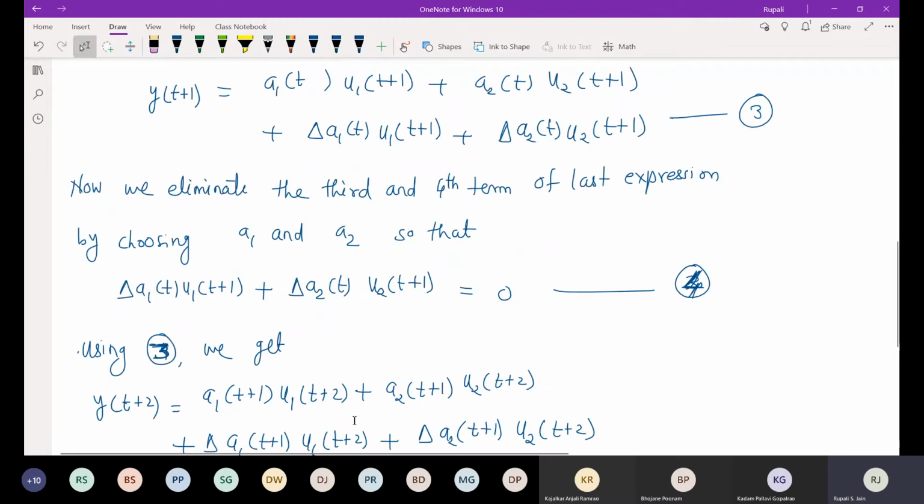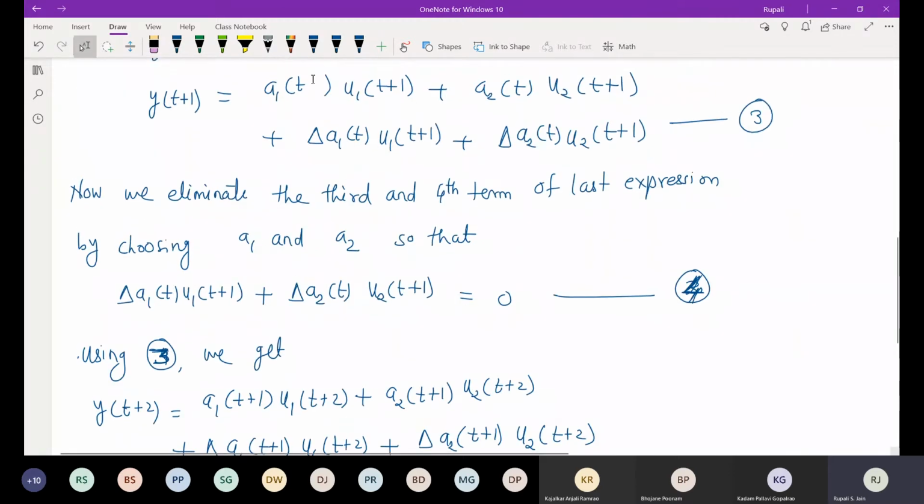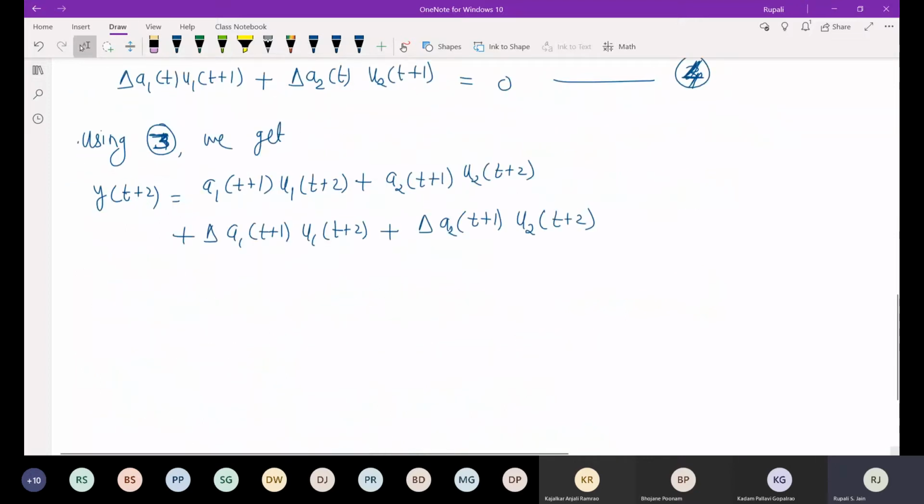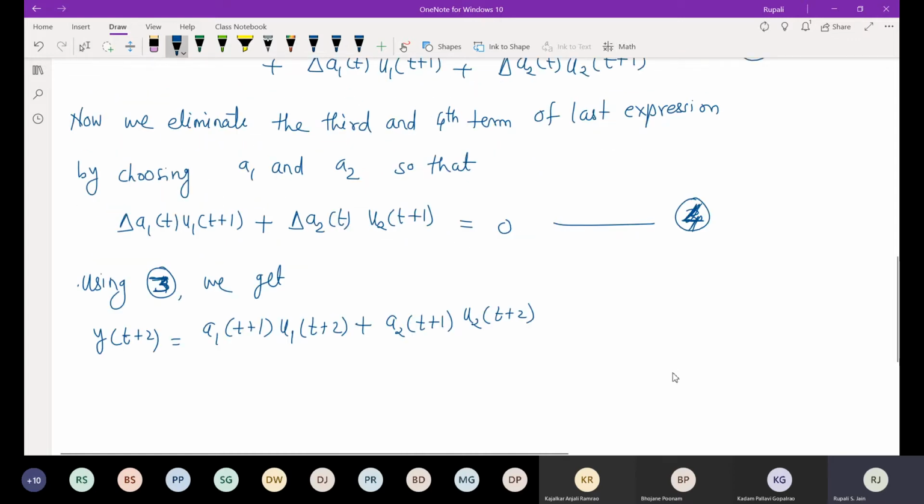Okay, look at these two equations first. Y at t plus 1 is equal to this one from 3. And what we are doing, we are eliminating the third and fourth term, meaning we are choosing a1 and a2 so that I am getting this term equal to 0. So I no need to consider this, and I will be having only these two terms. Are you convinced? Using 3 and 4, I am saying. Are you getting this?